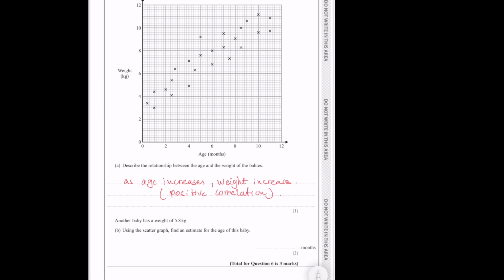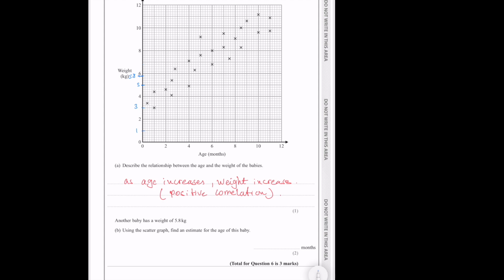5.8, which is somewhere here. Not here, so that's 5 here. And 5.8 is here, yeah? Because every small square is 0.2. So this is 1, 2, 3, 5. So this 5.8 is here. So you need to be able to estimate, so you have to do the line of best fit.